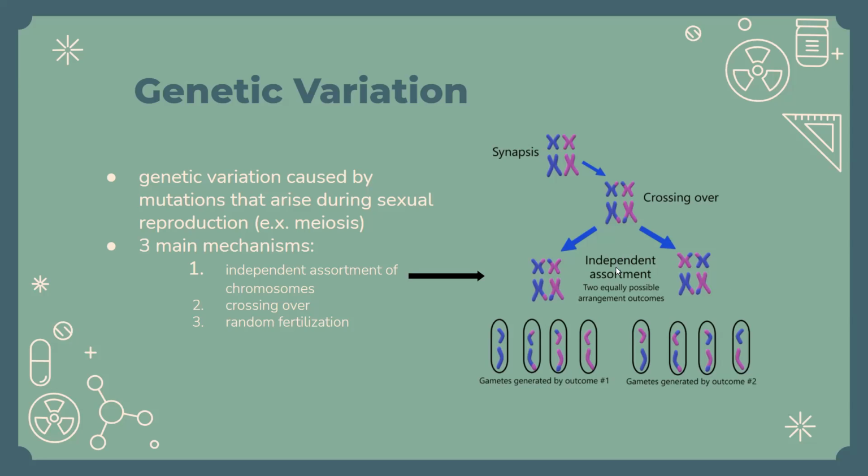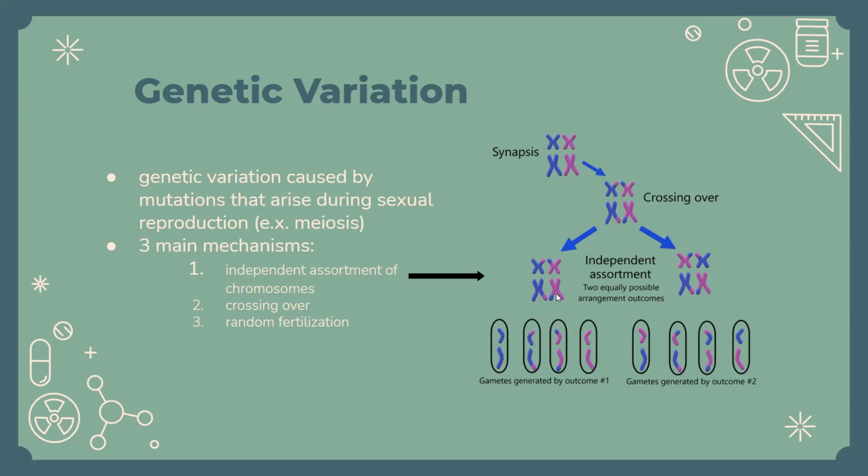Essentially, what independent assortment is referring to is that there are a lot of equally possible arrangements during metaphase 1. For example, you can see in the figure that during metaphase 1, you could either have the pink chromosome on the left or the pink chromosome on the right. And depending on this arrangement, you can have a set of 4 gametes that are completely different.